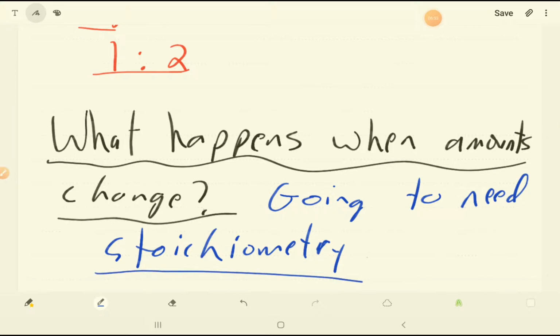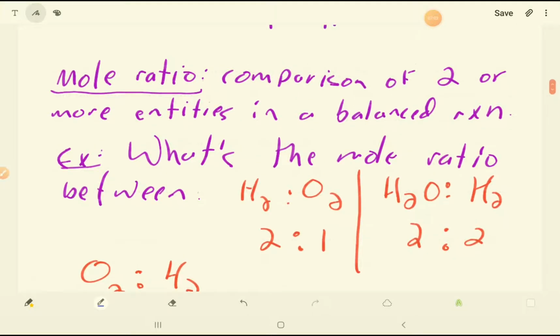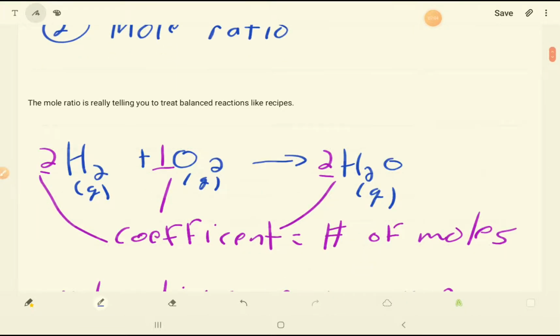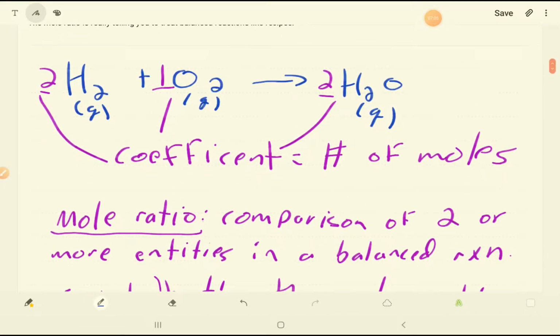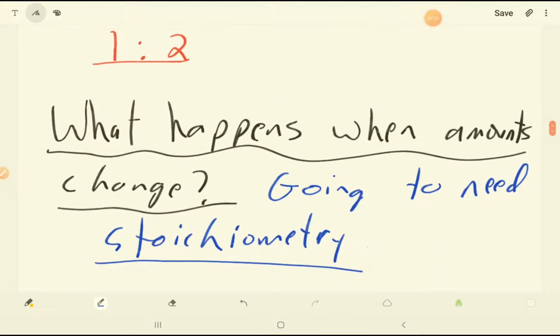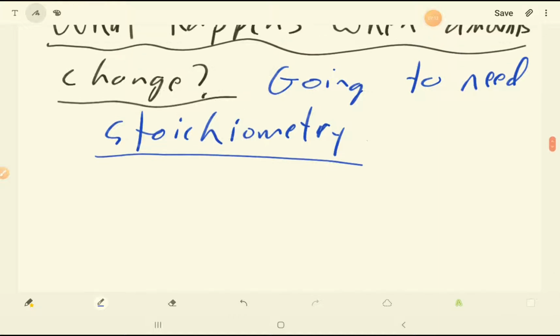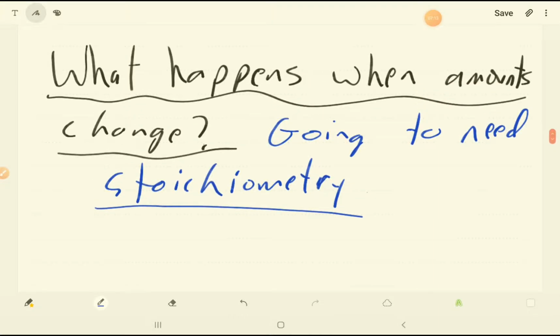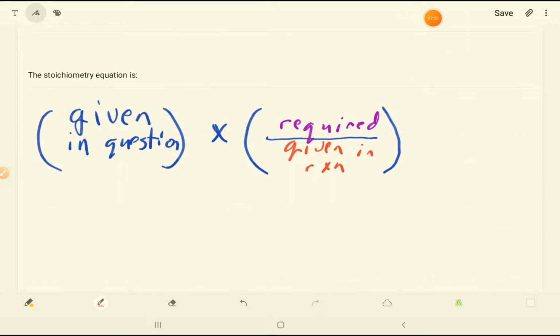So the amount of flour to the amount of eggs and to the amount of water is going to be set. And so just like that pancake recipe, when we look back at a balanced reaction, the amount of H2 to O2 to water is set. So when one thing changes, the other thing changes as well. So once we change any amount in the chemical reaction, we're going to need the stoichiometry formula.